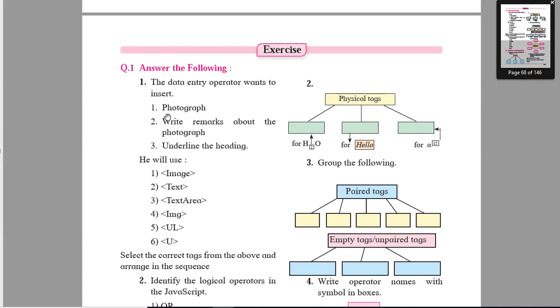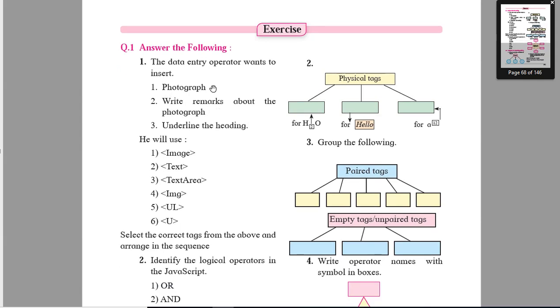So the data entry operator wants to insert three things. First, he wants to insert a photograph. Secondly, write remarks about the photograph. Whatever photograph he has taken, he wants to write a remark about that photograph, and also the underlining of the heading. So these are the three different types of entries that the operator wants to insert in his program. Now which tag will he use if he wants to insert a photograph?